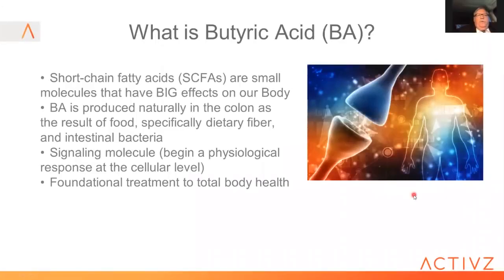Okay, so what is butyric acid? Well, if we talk about butyric acid, we know it's a short chain fatty acid, which are very small molecules that affect our body in a number of different ways. It's produced naturally in the colon as a result of the food that we eat, specifically if we're eating high fiber diets. And it's also generated through our intestinal bacteria.